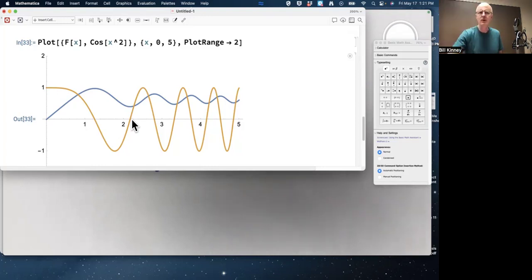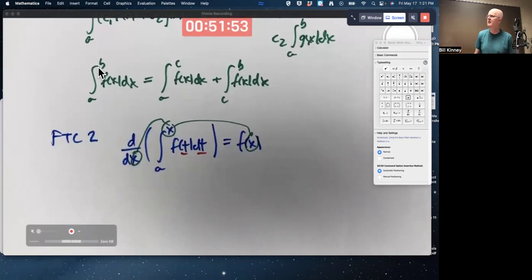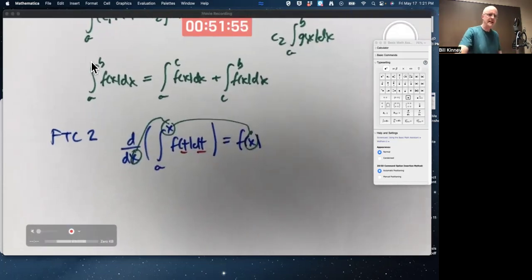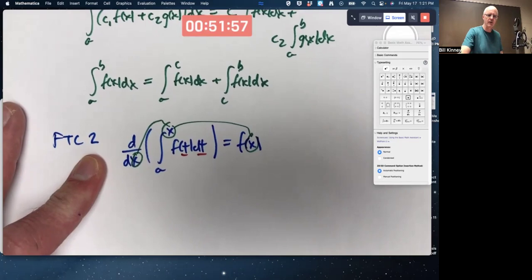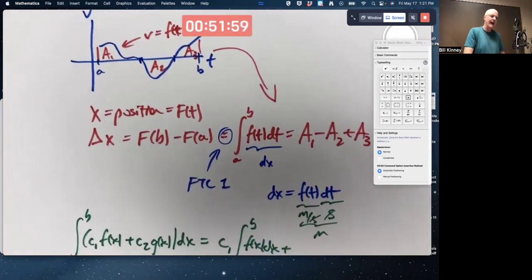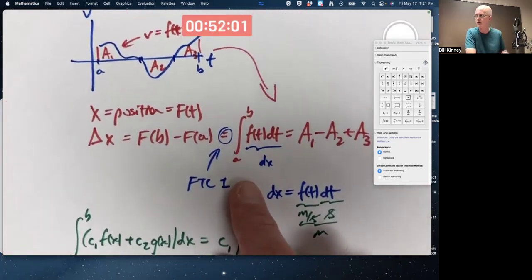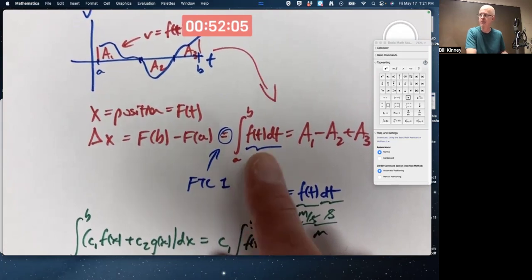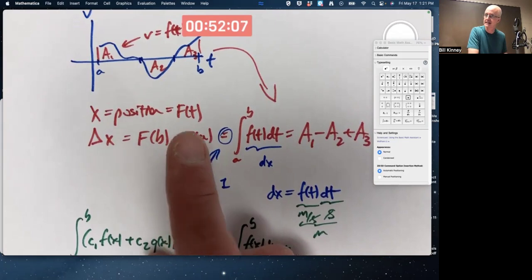And how is the computer computing this graph? It's doing a bunch of numerical integrations. That's how. FTC 1 and 2 are both theorems. They're both always true. FTC 1 is not always helpful, even though it's true. It's always true. It's just not always helpful because you can't always figure out what capital F is.